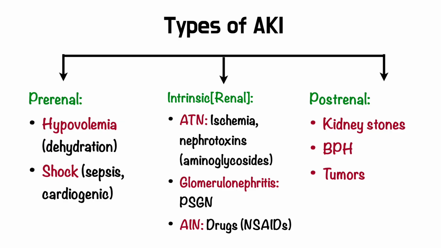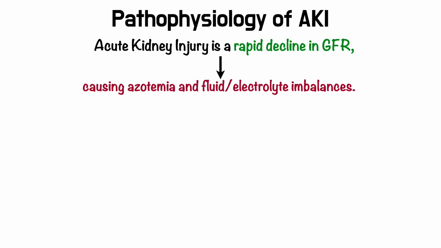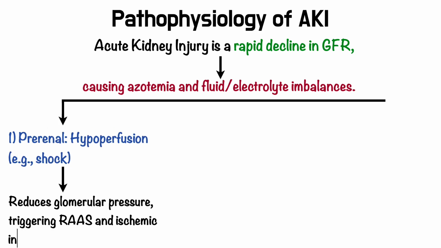So how these lead to the pathophysiology of AKI and development of the clinical picture, we'll be talking about now. Acute kidney injury is a rapid decline in GFR actually. We all know that by now, right? This will lead to azotemia, that is an increase in blood urea nitrogen, and obviously fluid and electrolyte imbalances. And how that happens, let's talk about in three different types. In the pre-renal type, that is hypoperfusion injury, as in shock, reduction of glomerular pressure happens, and that will trigger the RAS system, and ischemic injury will occur. So that happens in pre-renal.